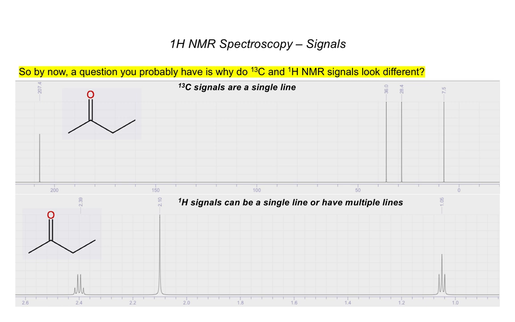So here's our ketone with a stacked plot of the carbon signals on the top and the hydrogen signals on the bottom. As we see, the carbon signals are just a line, but the hydrogen signals can have multiple lines. So 4 lines, 1 line, 3 lines. So what is the reason for that?